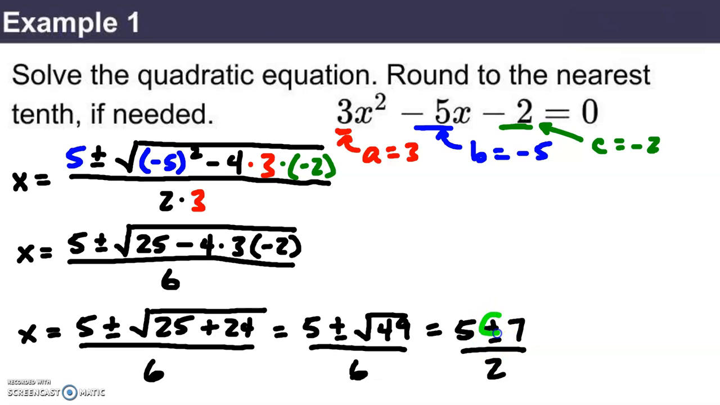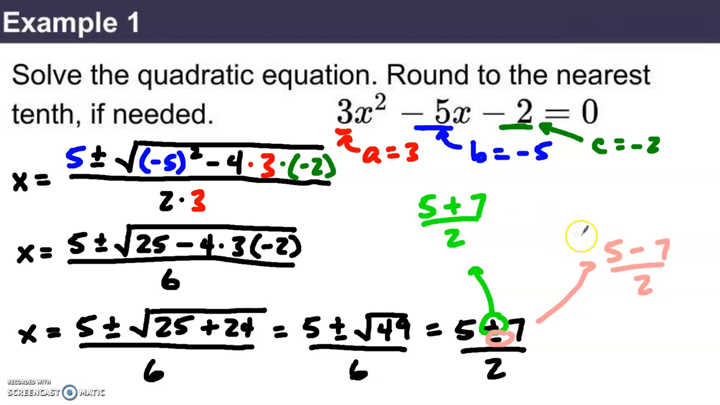For one of them, you're going to use the plus sign and figure out whatever 5 plus 7 over 6 is. For the other one, you're going to use the minus sign and figure out whatever 5 minus 7 over 6 is. Whatever those two expressions equal, those are our two answers.